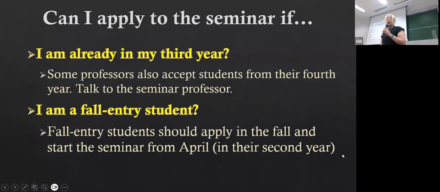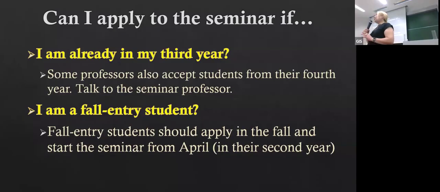Okay. What if I'm already a third year? Some professors are willing to accept students in their third year or fourth year. So again, ask the professor. They like students who are motivated, who are interested, who are willing to put their effort in the seminar. So if you're interested, tell the professors, and I'm sure there will be a chance for you to get in if you really explain your passion.